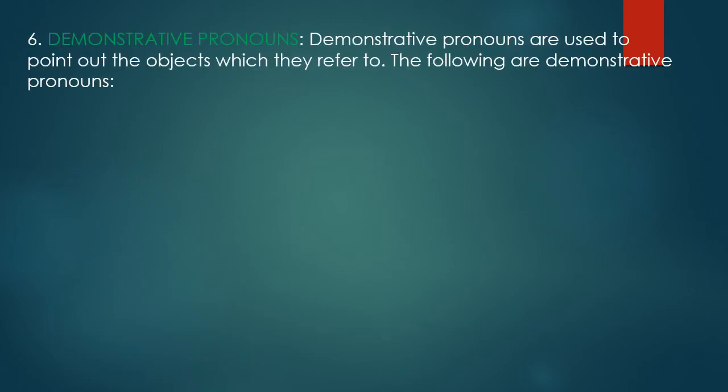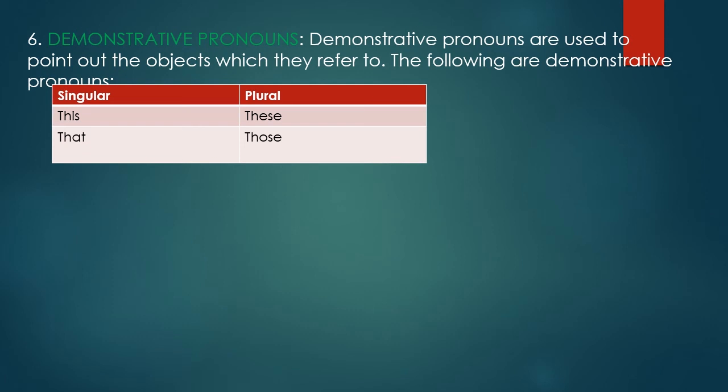Number 6 is demonstrative pronoun. Demonstrative pronouns are used to point out the objects which they refer to. The following are the demonstrative pronouns. If it is singular, we say this. If it is plural, we say these, that, those. I have already explained this topic in the adjectives chapter also. So please correlate these names. If you correlate it, then the understanding and the lesson will become very easy.